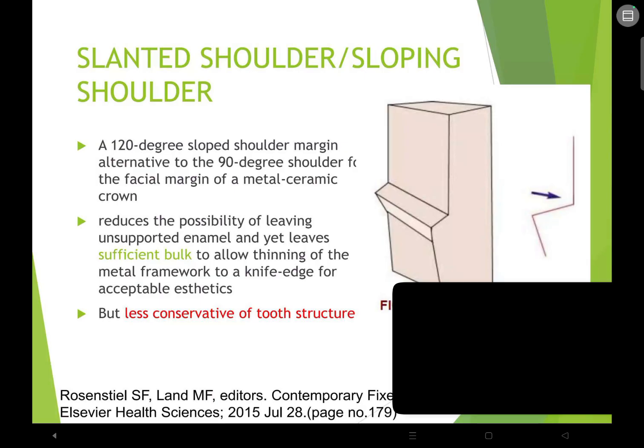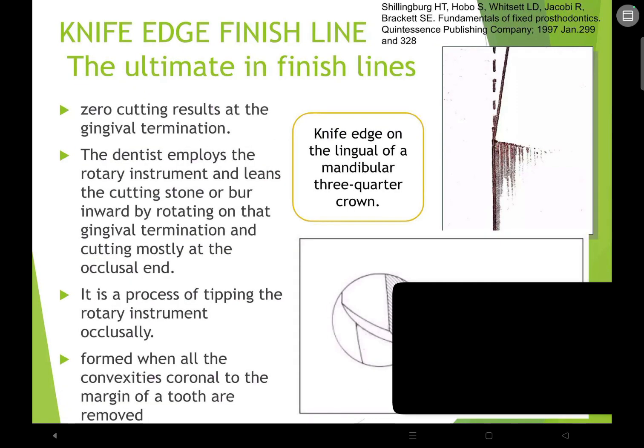It forms a facial margin of a metal ceramic crown. It reduces the possibility of leaving unsupported enamel and yet leaves sufficient bulk to allow thinning of the metal framework to a knife edge for acceptable aesthetics, but it is less conservative of tooth structure. Again, not so commonly used.